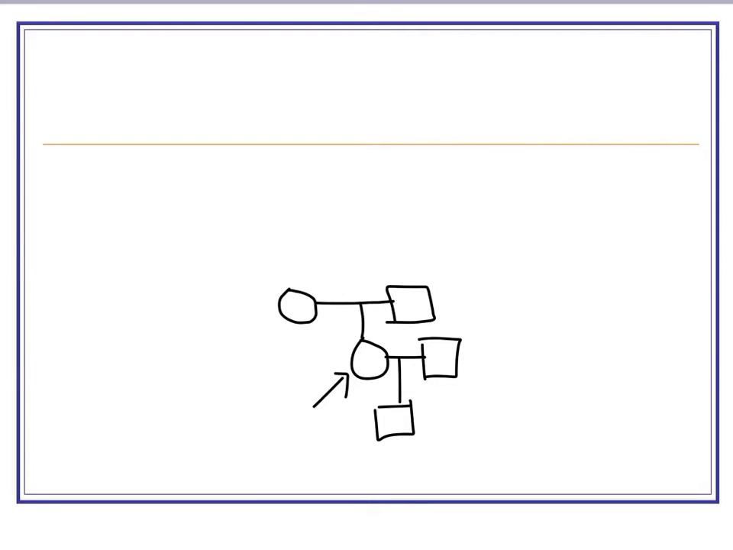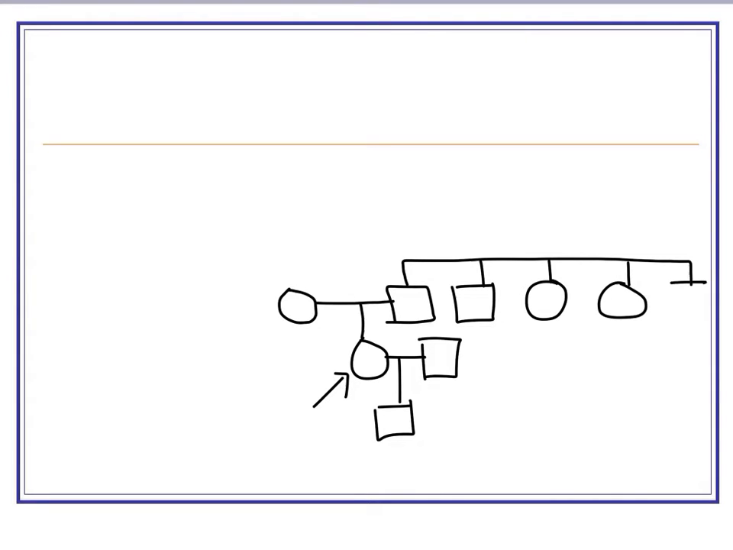My father, on the other hand, was one of 5. He had 2 older sisters and 2 older brothers. And then I can put my grandparents up here too. So those are my dad's grandparents.